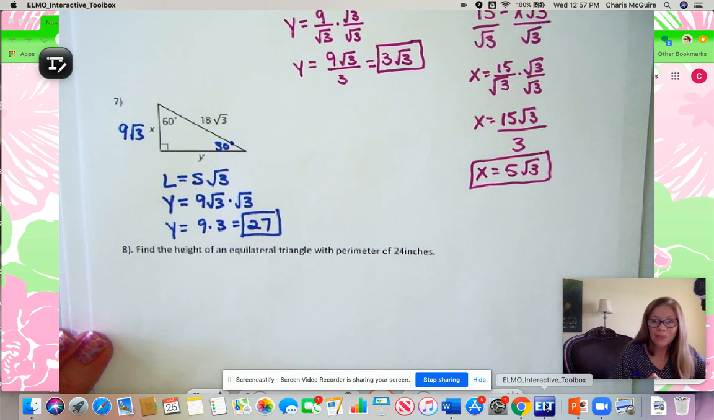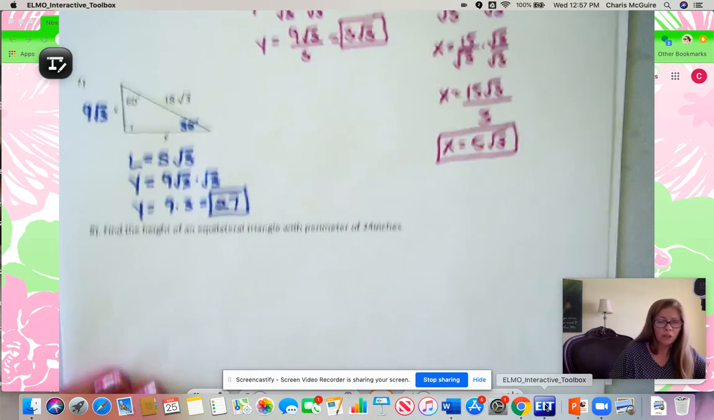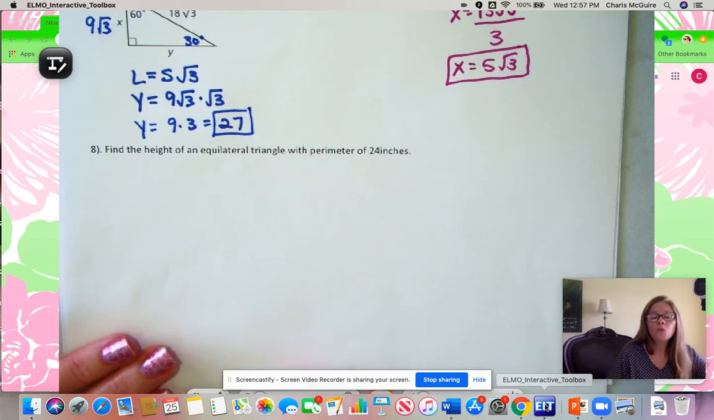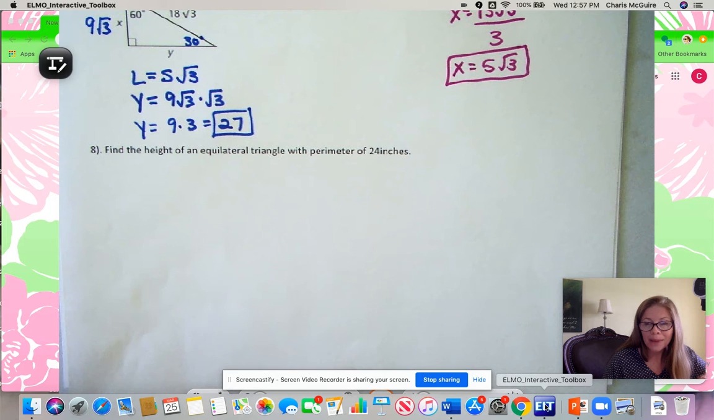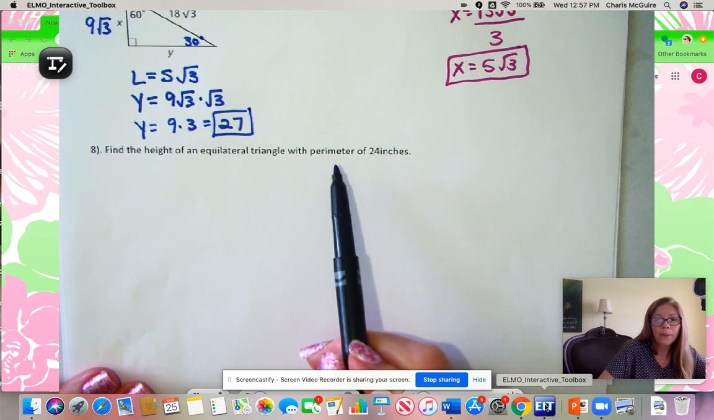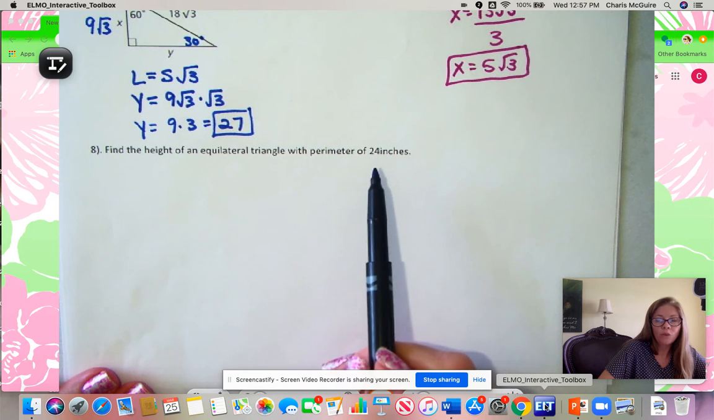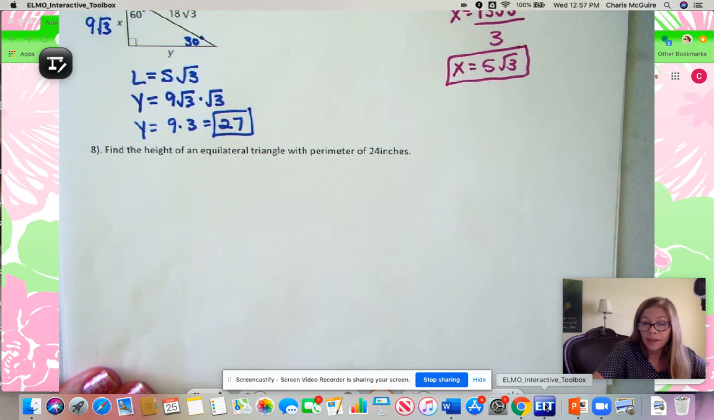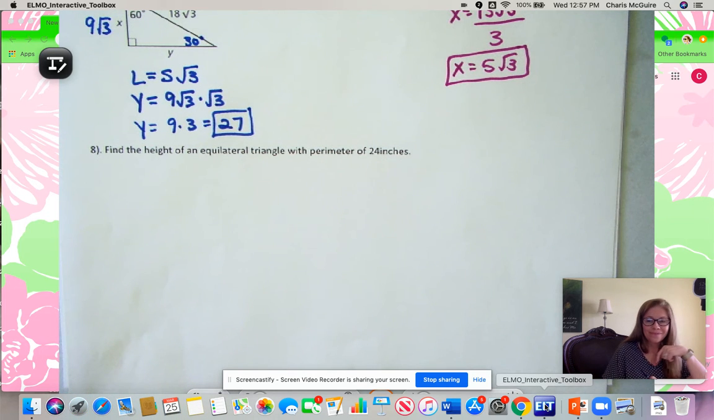All right, one last problem, and I really want you to try this on your own. Draw a picture and use your 30, 60, 90 right triangle. It says find the height of an equilateral triangle with a perimeter of 24 inches. You are just finding the height. All right, how many of you guys got 4 square root of 3?